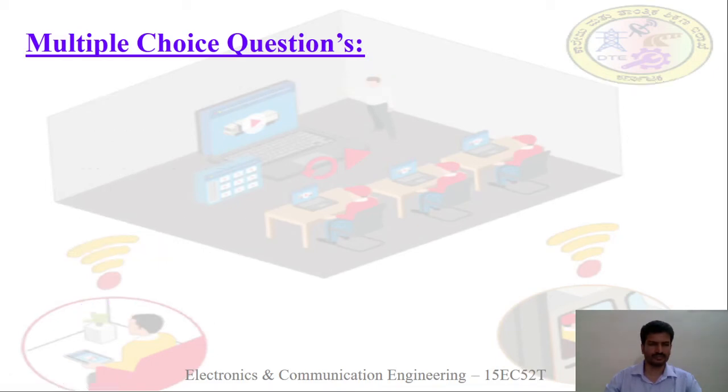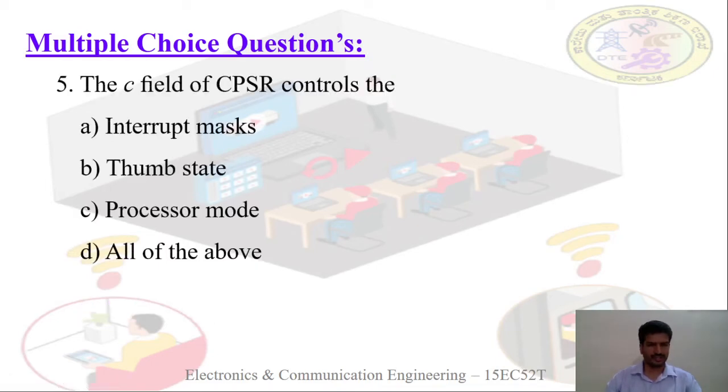The next question is, the C field of CPSR controls the: A. interrupt mask, B. thumb state, C. processor mode, D. all of the above. The C field, C means control field. The control field of the current program status register controls the... so the answer is all of the above.